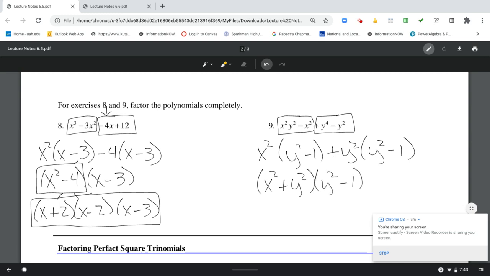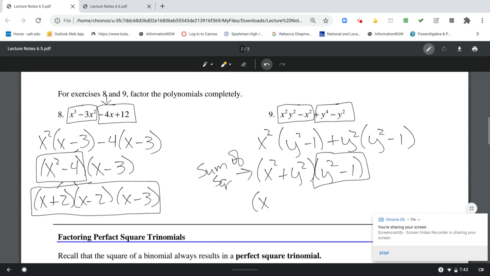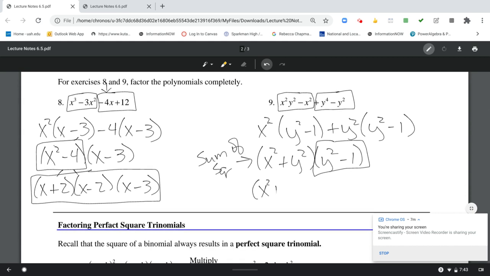Now, the first parentheses, that's a sum of squares. You cannot do anything with that. Sum of squares, that just kind of stays. But this is a difference of squares, so I am going to have to break that down into its conjugate factors. So that would be y plus 1 and y minus 1. That's what I get as the conjugate factors for y squared minus 1.